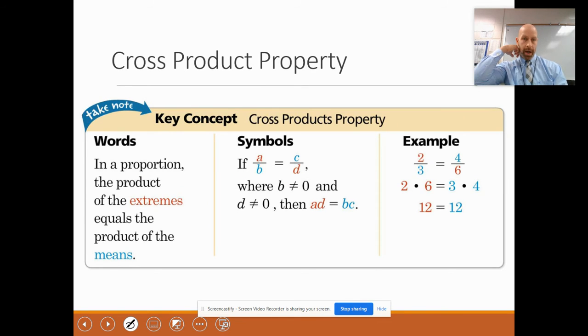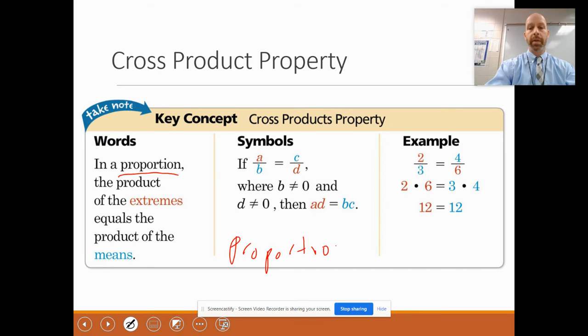Now, the big idea really for this section, I mean, ratios are important, but we want to get to this thing called a proportion. And I probably should have put a slide in here, but I didn't. Let me go ahead and maybe write that right here. A proportion is just two equal ratios.